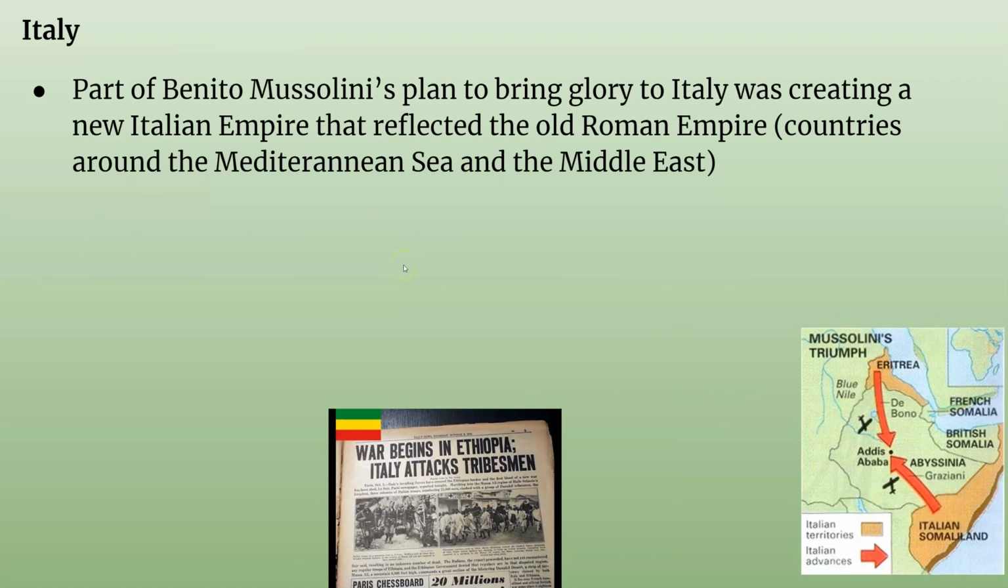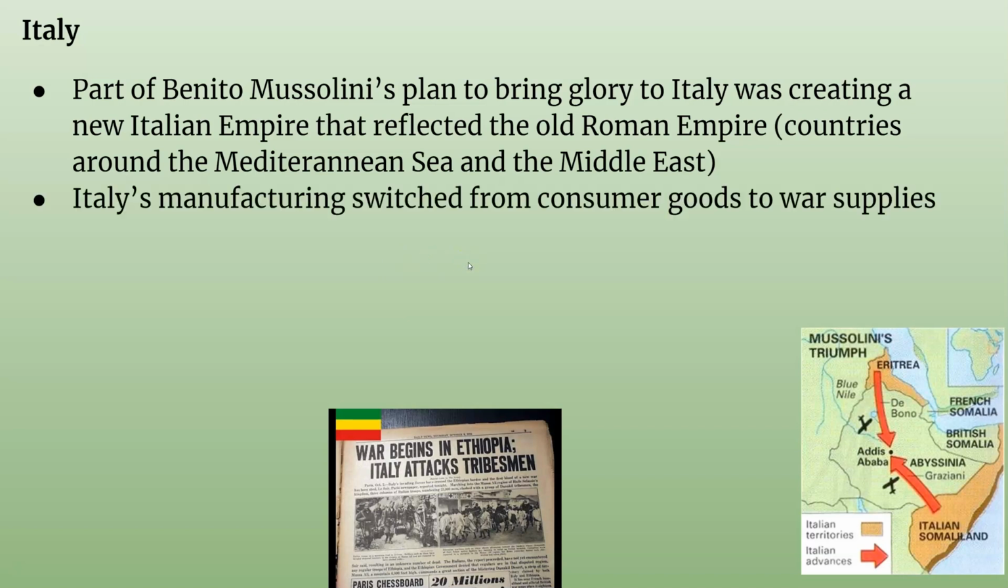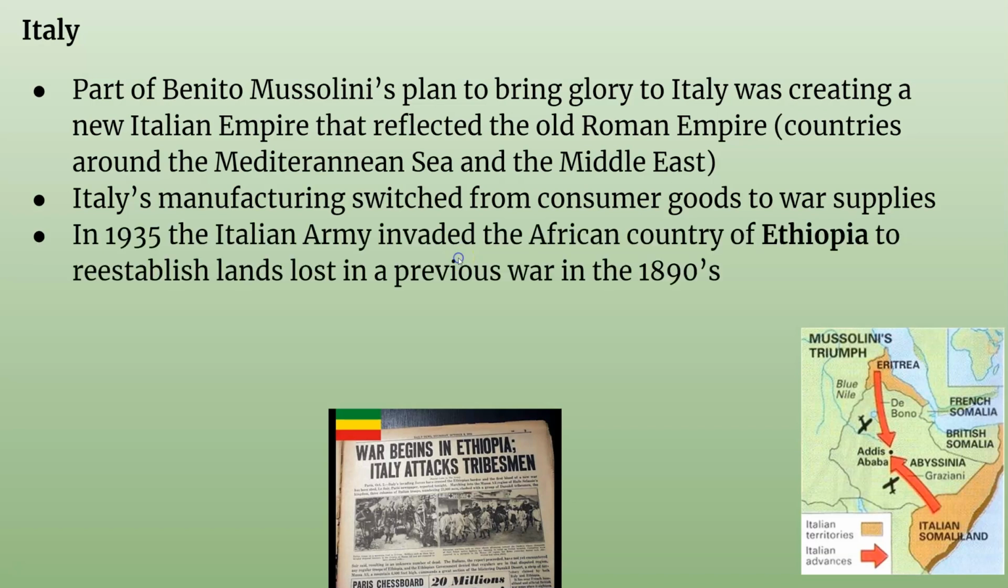In Italy, Benito Mussolini's plan was to bring glory back to Italy. He started developing a new army, started making war supplies instead of consumer goods, with the goal of reforming the old Roman Empire by dominating the Mediterranean Sea and the Middle East.